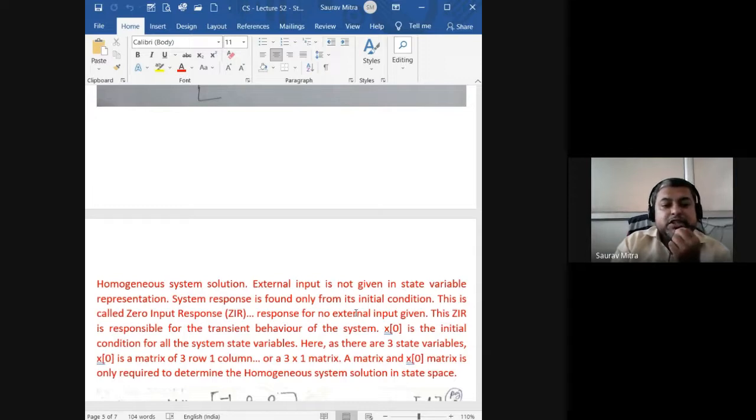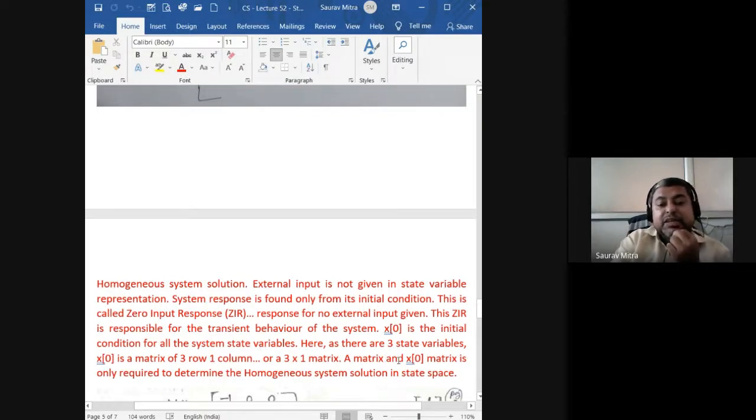This ZIR is responsible for the transient behavior of the system. So transient behavior is controlled by the zero input response, and steady state behavior, or the behavior after the transient, is controlled by the external input. So the zero input response, or transient response, is controlled by the initial conditions. X0 is written here. X0 is the initial condition for all the system state variables.